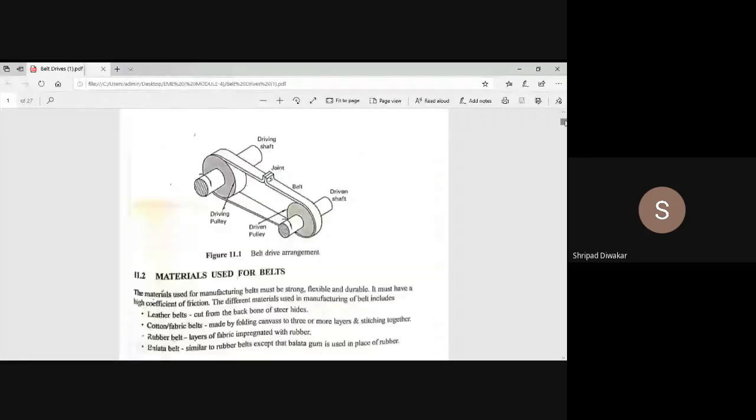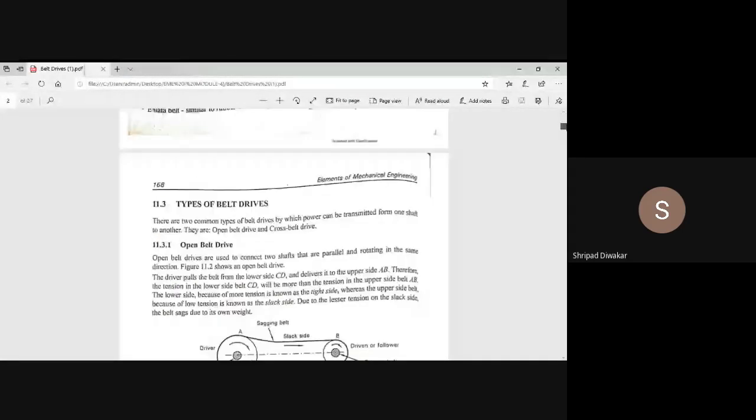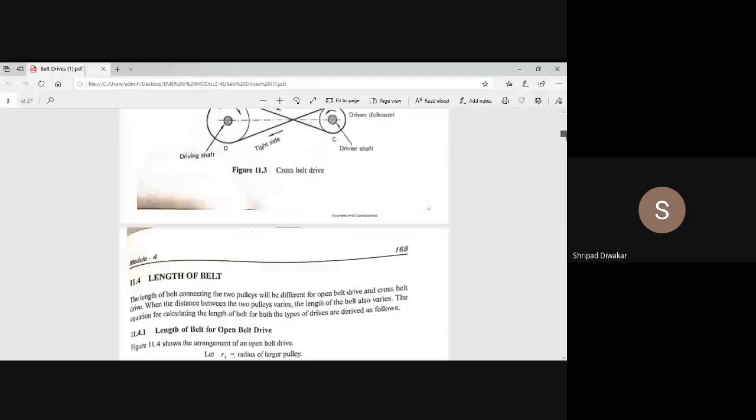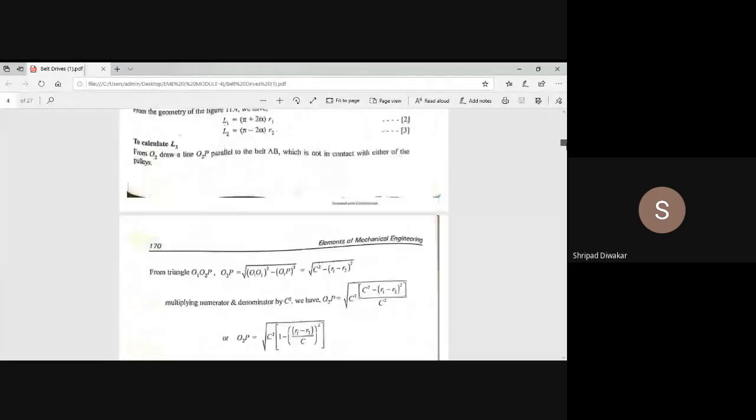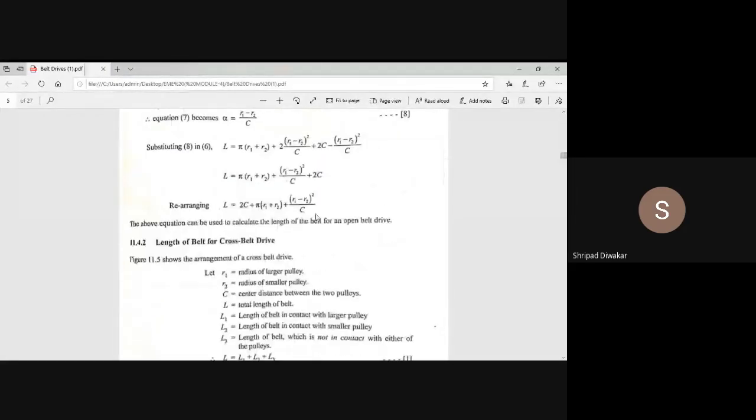So these are the important derivations in belt drive. I'll recall once again what we did. We studied the length of the open belt drive, and you have to remember the equation you get. The formula for the length of open belt drive is L equals 2C plus pi into (R1 plus R2) plus (R1 minus R2) whole square divided by C.